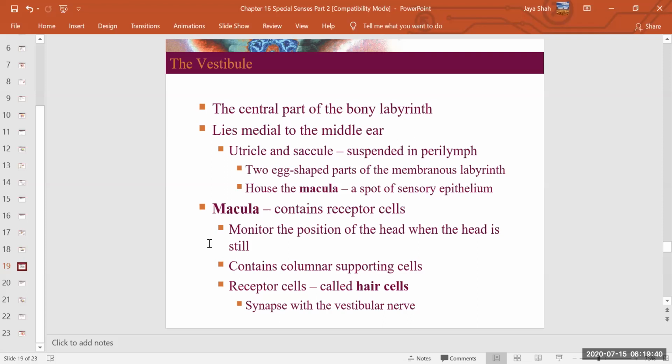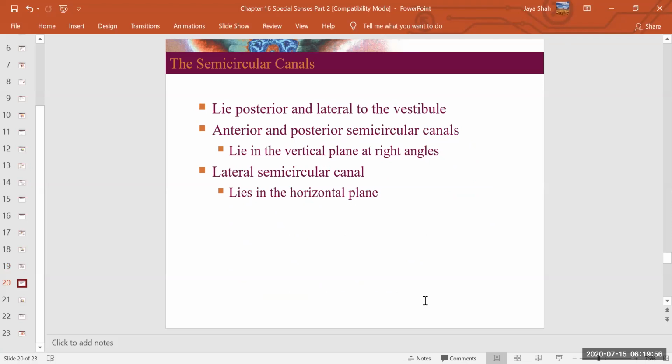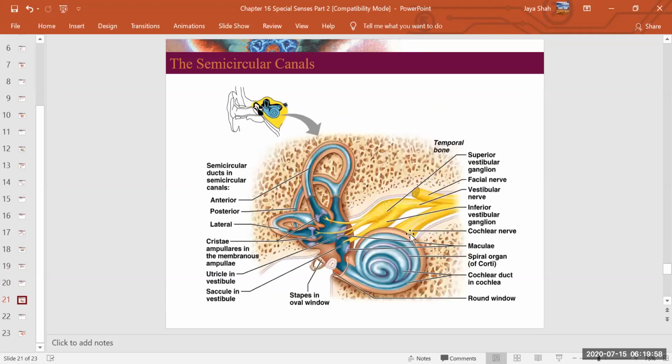The macula contains receptor cells that monitor the position of the head when the head is still, and contains columnar supporting cells. The receptor cells are called hair cells because they have a lot of stereocilia on their plasma membrane, and they synapse with the vestibular nerve. Let's see here. This is the vestibule of the bony labyrinth, and here are the two membranous labyrinth parts. This is the saccule and this is the utricle. In the saccule and utricle, you have receptor hair cells that are called the macula.